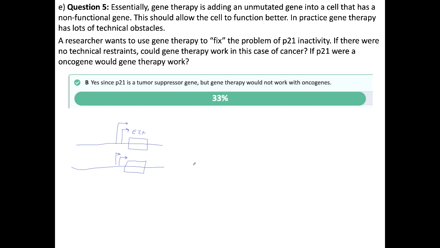And so if in our infinite wisdom we decided we wanted to infect these cells with an E2F gene, what we would be doing is essentially making the problem worse. We already have too many active E2F proteins. If we add more E2F gene, we're just going to create even more active E2F. But in general, when we think about the possibility of gene therapy, it usually will not work in the case of converting oncogenes back into proto-oncogenes.